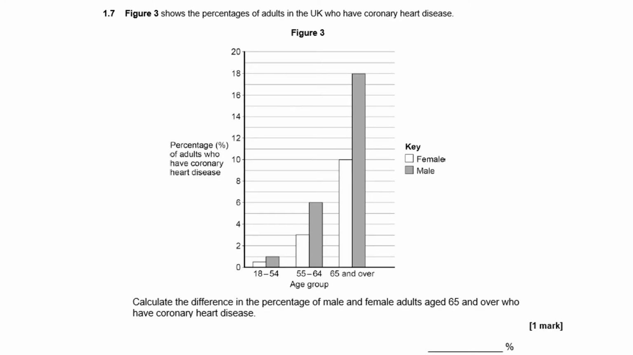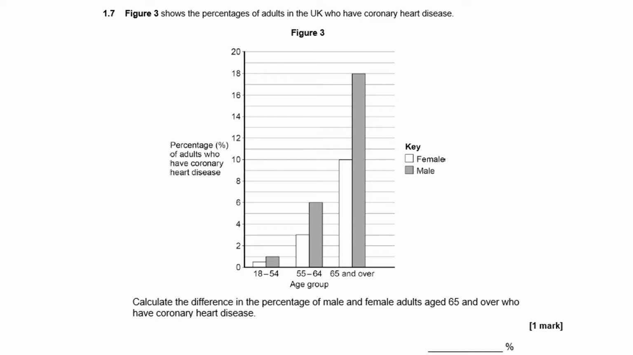Okay, on 1.7 now, we have got a graph. Please be aware that at least 10% of the questions in your biology exams will be math-based. So this would count as a math-based question because you are using graphs. So figure 3 shows the percentages of adults in the UK who have coronary heart disease. Always read the axes. So the y-axis, the one going up, is the percentage of adults who have coronary heart disease. And at the bottom on the x-axis, we have the age groups.